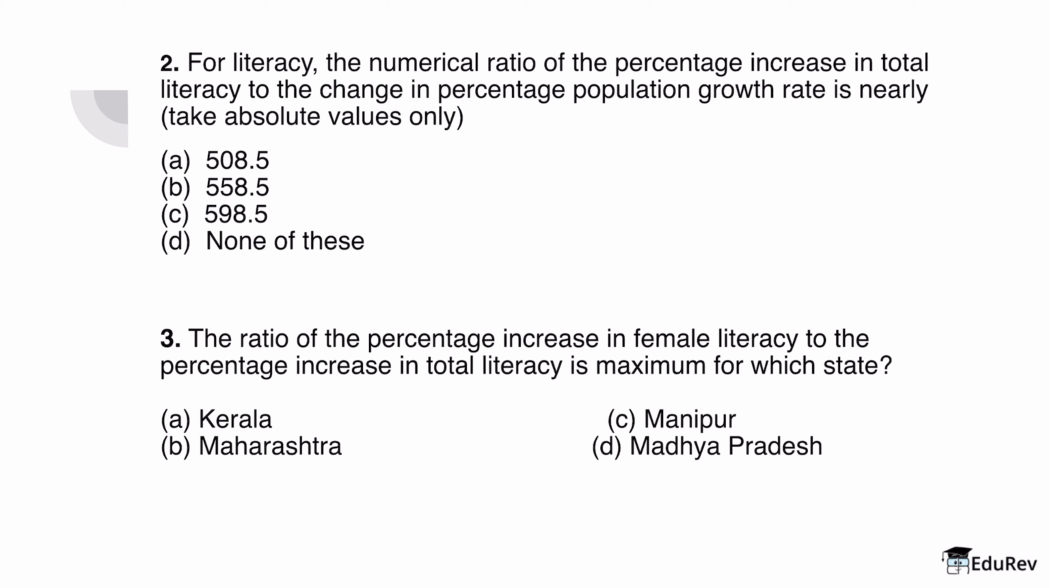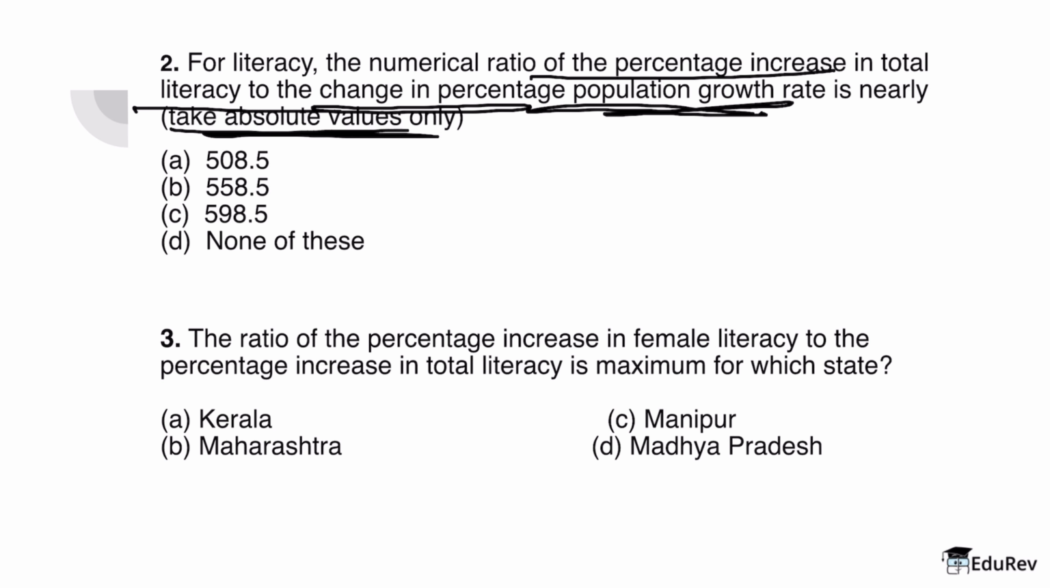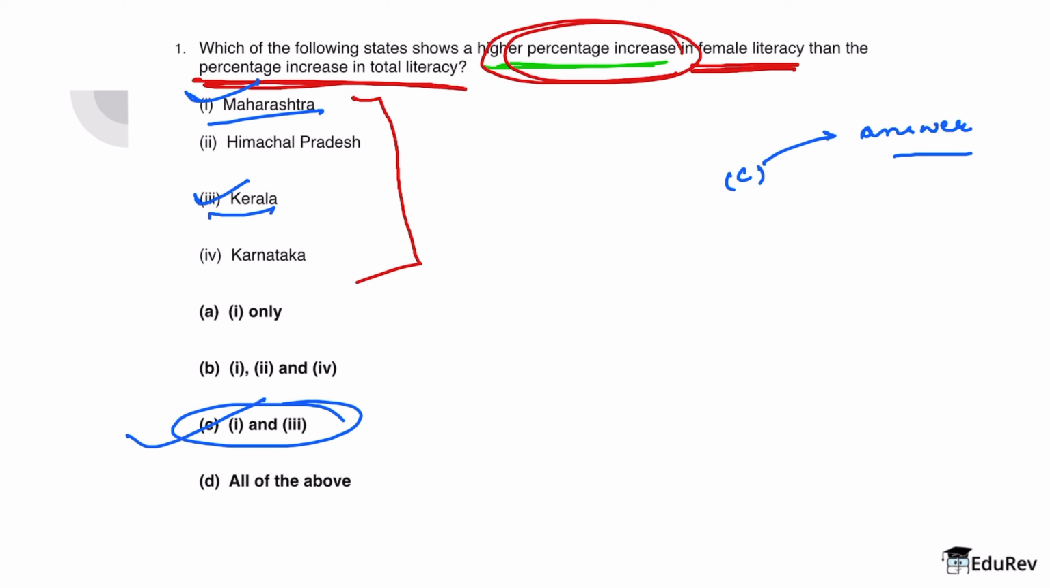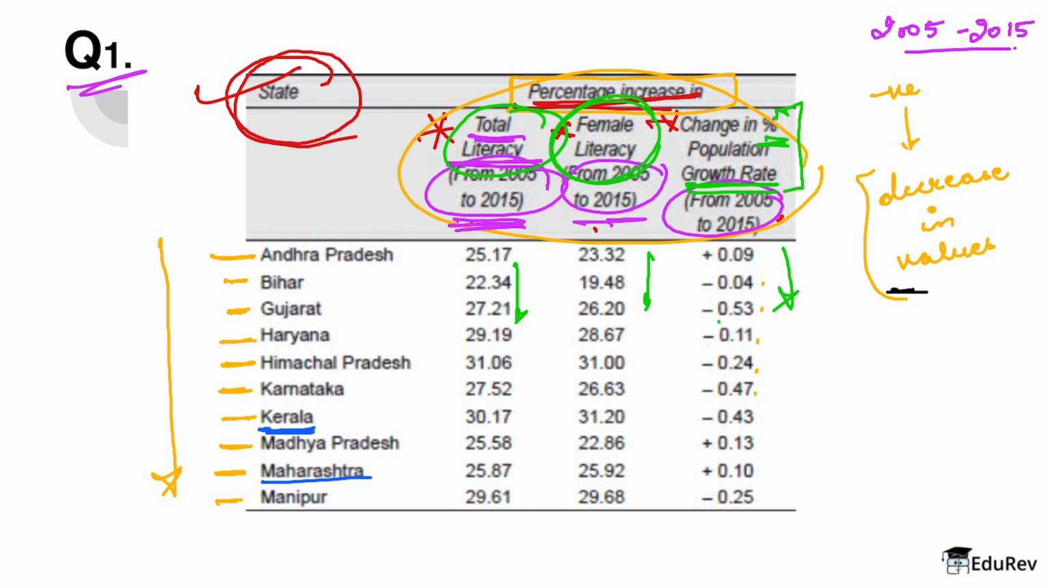So question 2 says, for literacy, the numerical ratio of percentage increase in the total literacy to the change in percentage population growth is nearly what? Now we have to take absolute values only. In this question, I know from the table, where's the table? Here's the table. I can say that the minimum percentage increase in total literacy is for which state? I would say this is for Bihar, correct? So let's solve for Bihar.